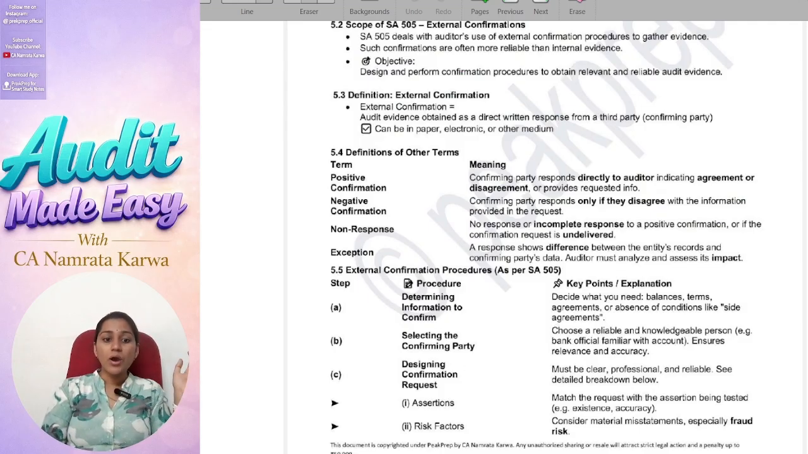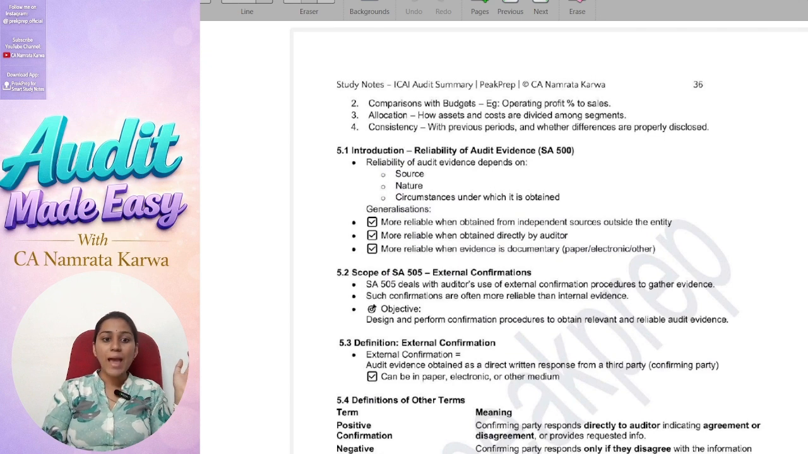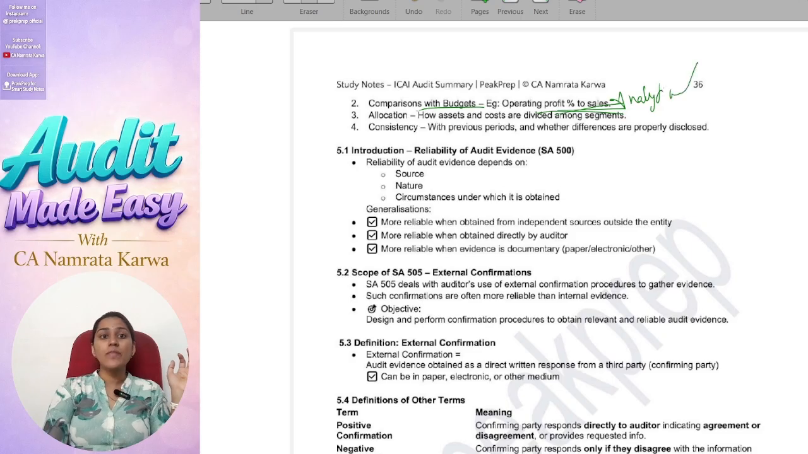Then what else can the management do? Comparison with the budgets, of course, operating profit to sales, or last year versus this year. Analytical procedures, which we spoke about now. Then allocation: how assets and costs are divided among segments.